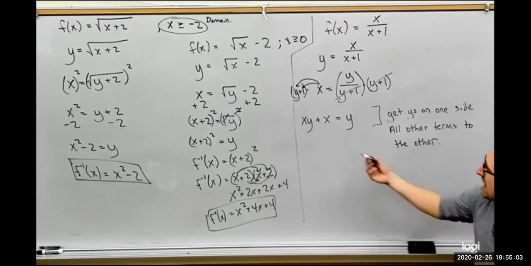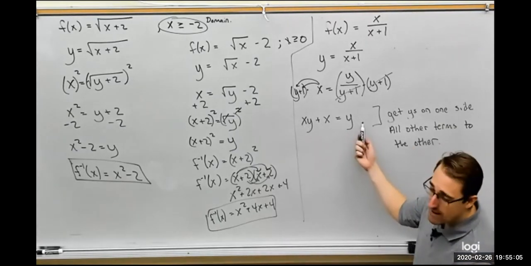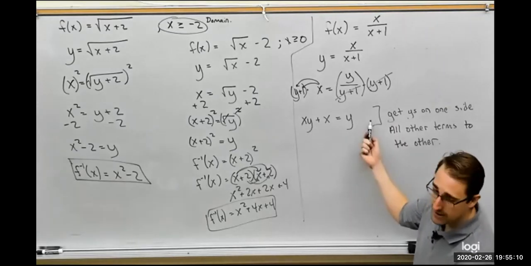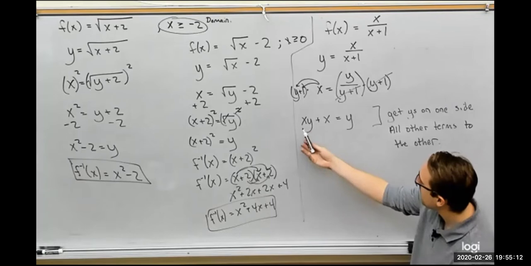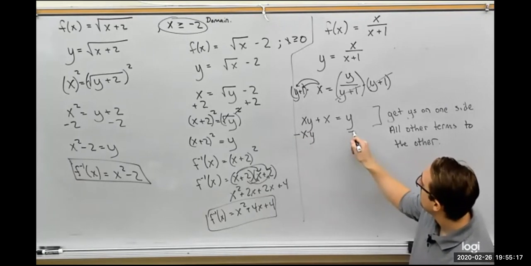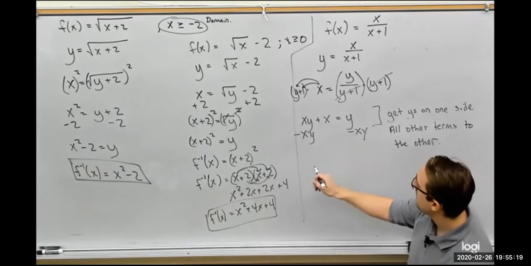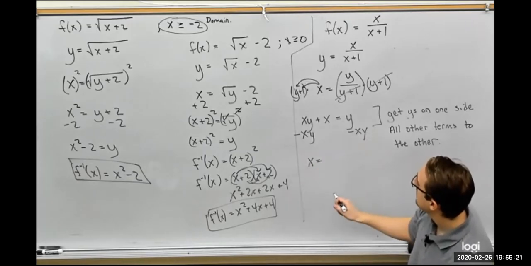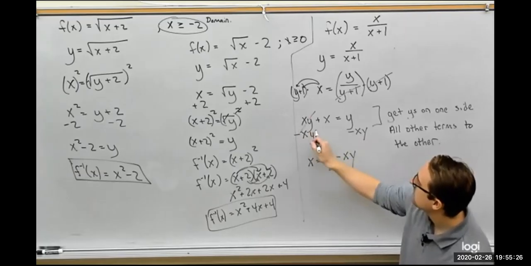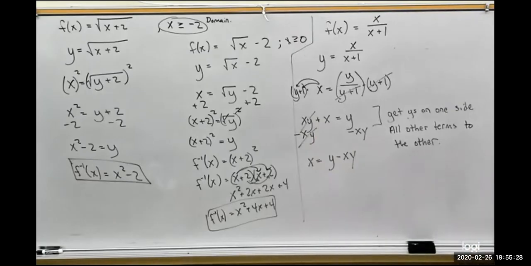Because you're going, oh man, how do I? So we already have a y on the right side. Let's move the xy to the right side. How do we get rid of xy on the left side and move it to the right? We subtract xy. So we're left with x equals y minus xy. The xy minus xy cancels. Questions, comments, concerns?